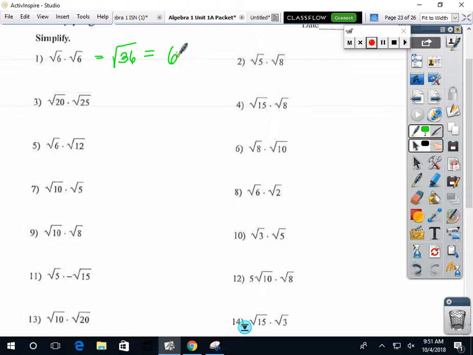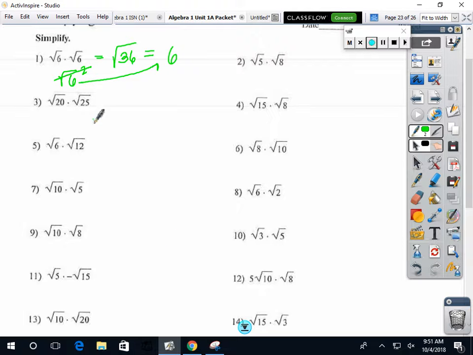And remember, we talked about why it just comes out as a regular 6 without a radical, because when you multiply two things that are identical, you're basically just squaring them because there's 2 of them. And these are inverse operations that cancel out, leaving just the 6.